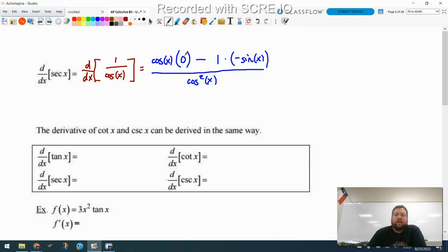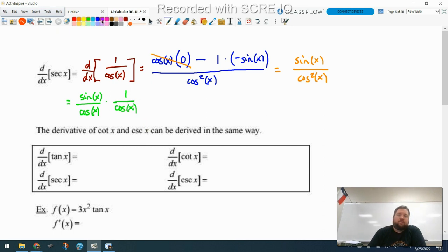All right, well, this first term we get multiplied by 0, so that cancels out. And then I have a negative times a negative is a positive sine x. And then I have my cosine squared x. All right, so what you are going to do here is you're actually going to split this into two fractions multiplied together. So one of them is going to be a sine x over cosine x. And then the other one's going to be a 1 over cosine x.